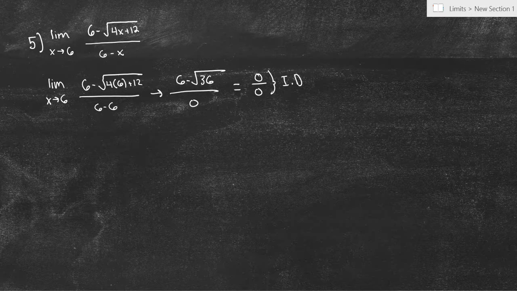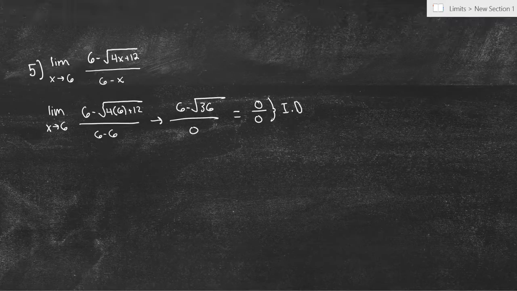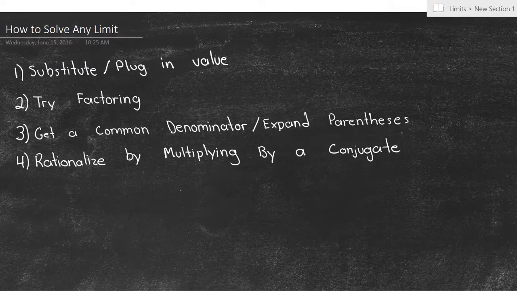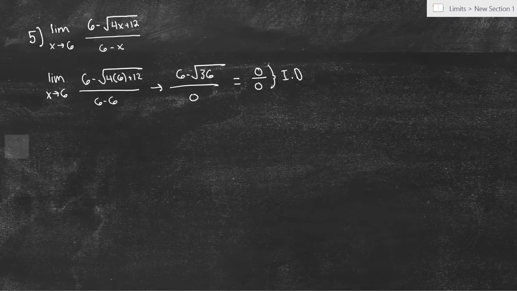Try more stuff. Factoring is the next step. Can we factor? Well, it doesn't really look like it. The next step is to find common denominators or expand parentheses. I don't see that here either. So finally we have to use our last step, which is rationalize by multiplying by a conjugate.